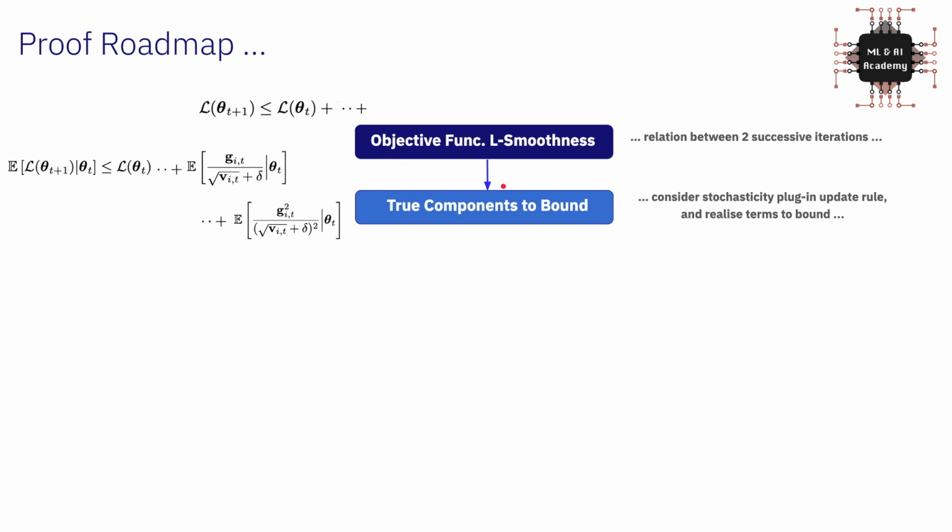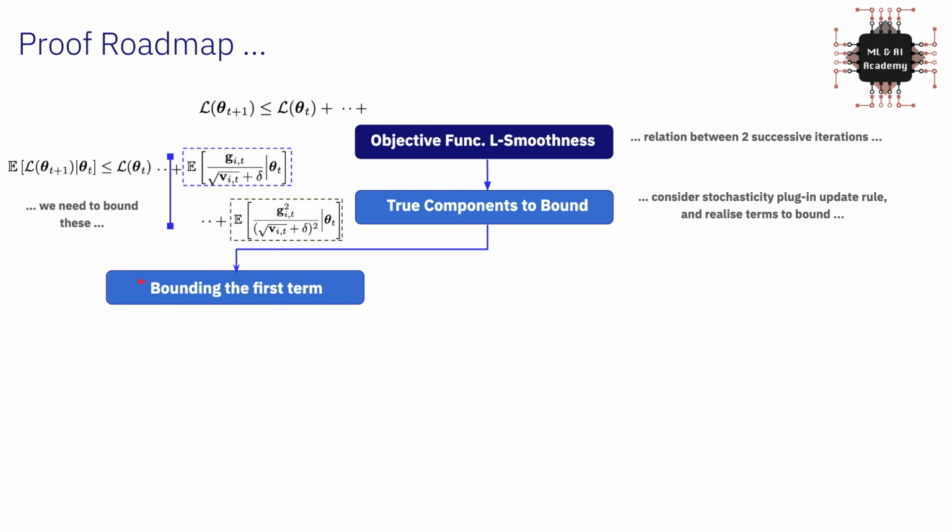Once we have that, we understand what the true components are that we would like to bound. So this is L theta t plus 1 minus L theta t. These are the equations we need to bound. Unfortunately, these bounds are not so simple, because if I look at this ratio, g_i,t over square root of v_i,t plus delta, it turns out that g_i,t and v_i,t are random variables which depend on each other, and therefore bounding the ratio is not that simple. So we need to do some work.